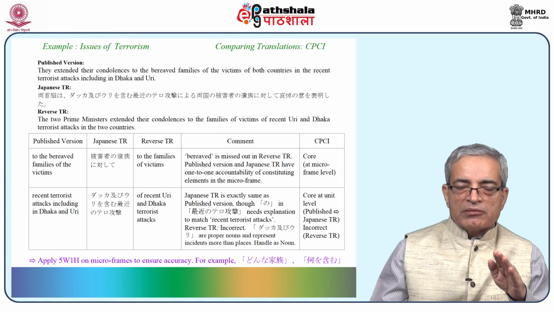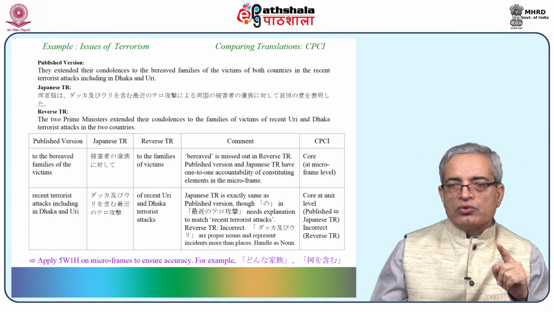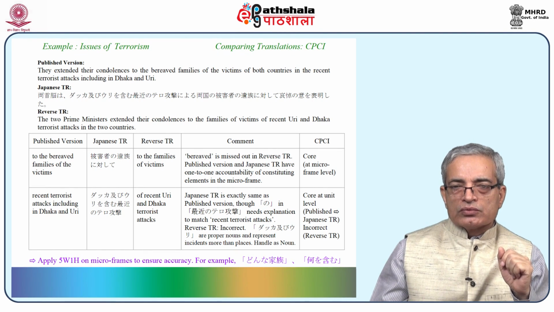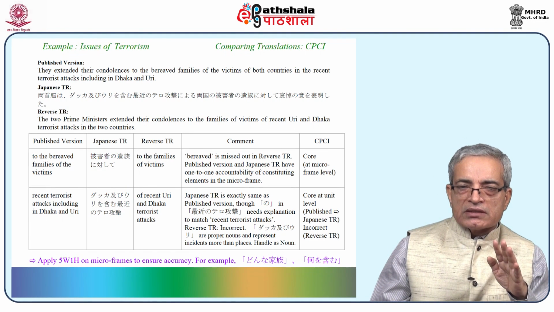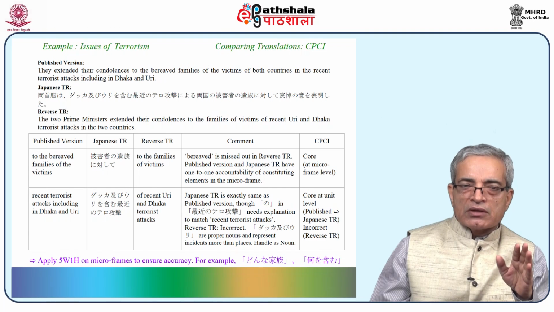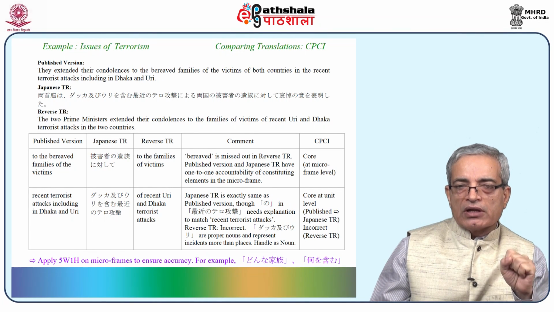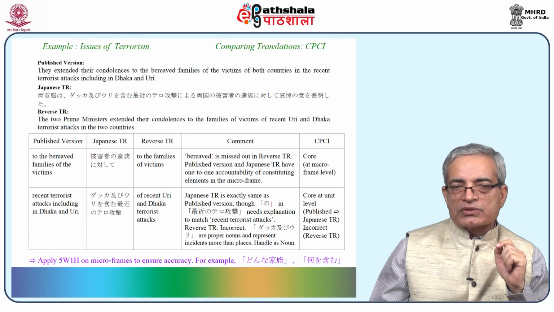So the Japanese TR is exactly the same here as the published version, though no in Saikin no Tero Kogeki needs explanation to match recent terrorist attacks. The reverse translation is incorrect. Dhaka oyobi Uri are proper nouns and represent places; in a way it is incorrect, because in English also it's not an incident, it's a place. So it is correct at unit level, if we treat it at a unit level. Apply 5W1H on microframes to ensure accuracy.